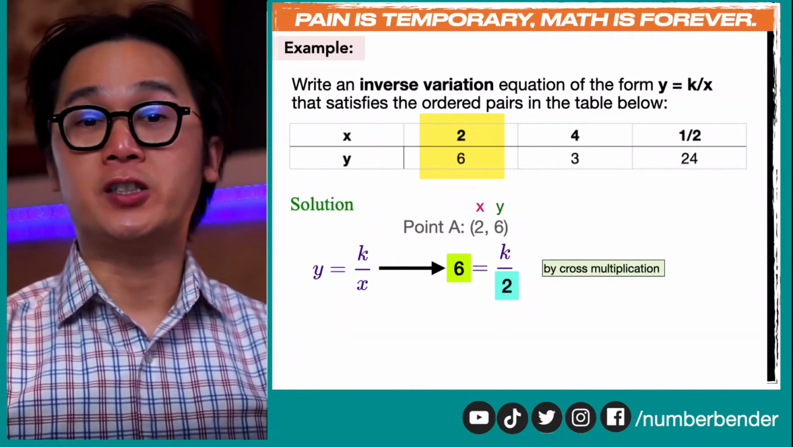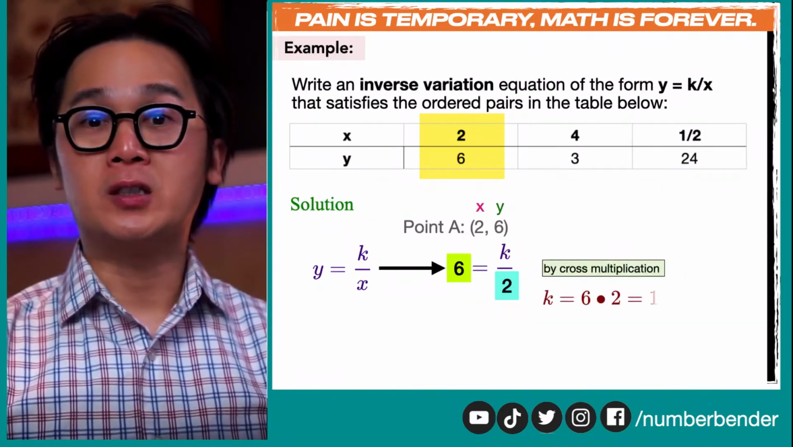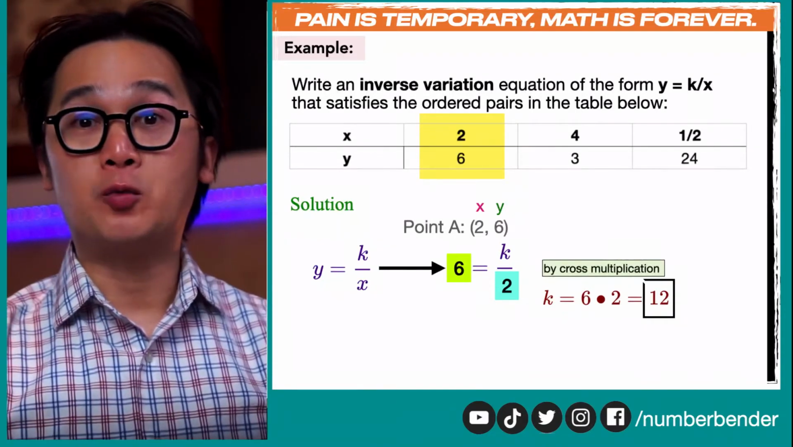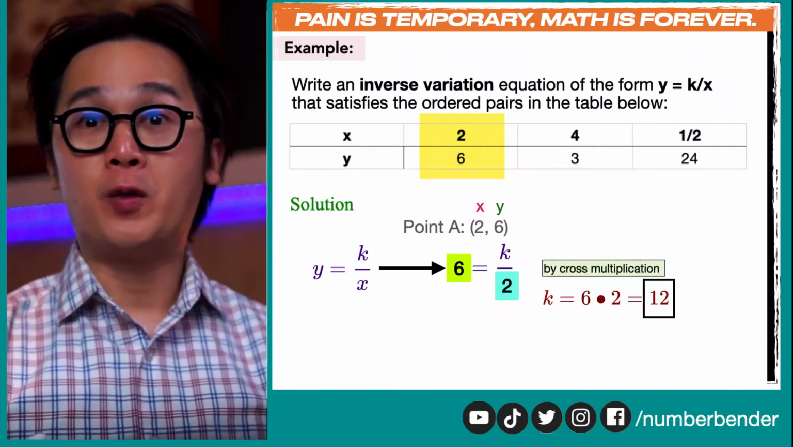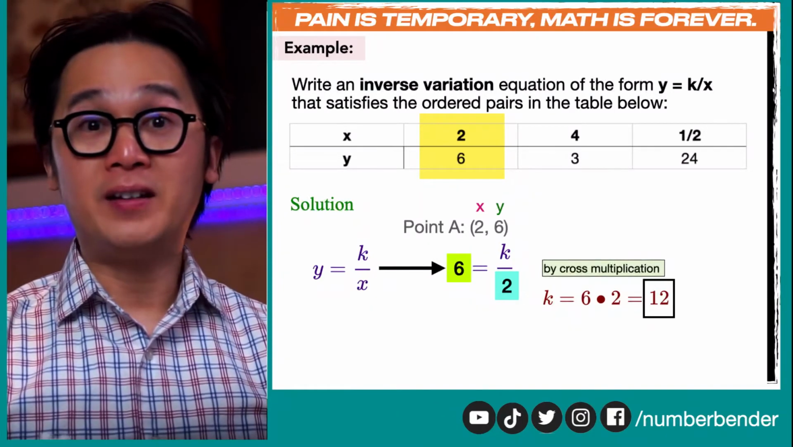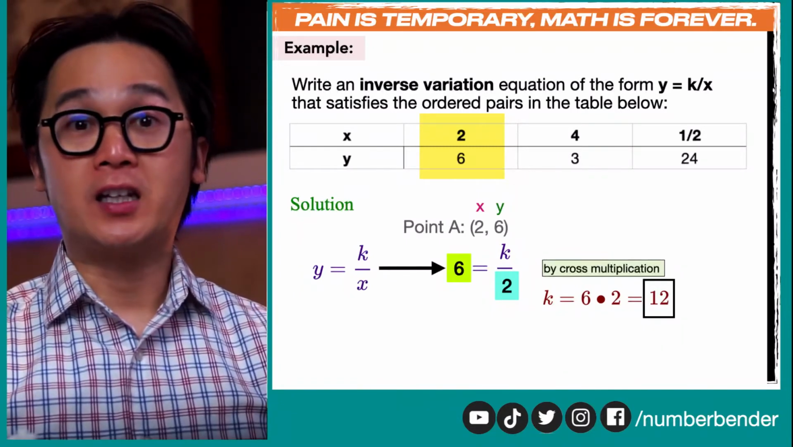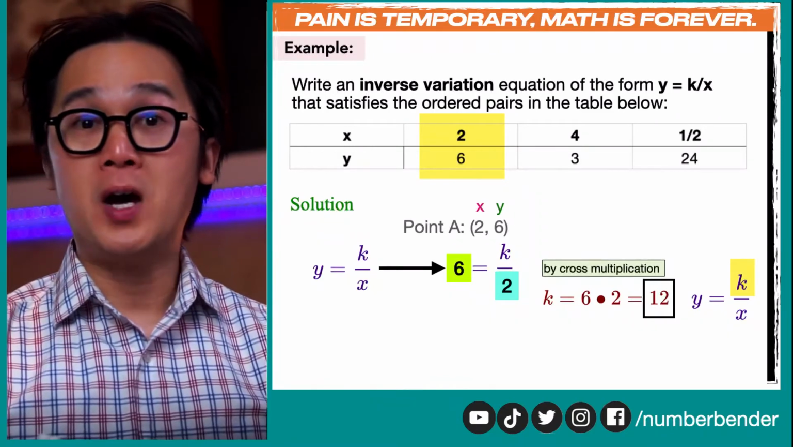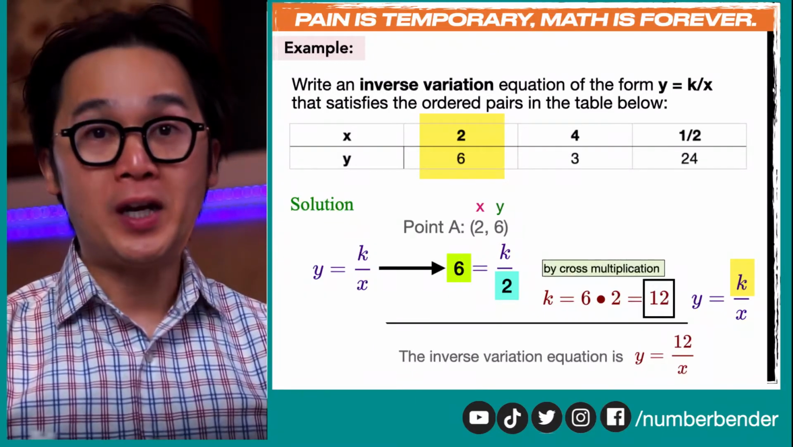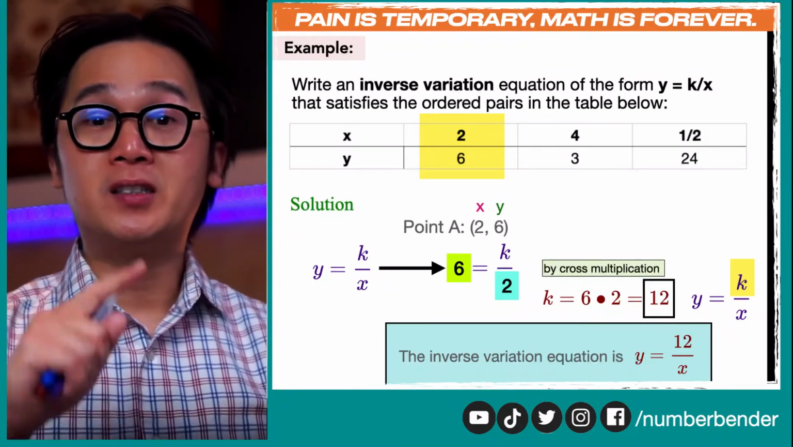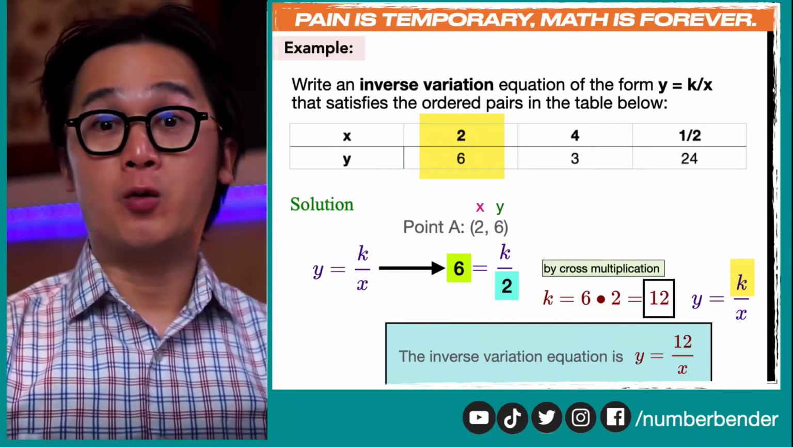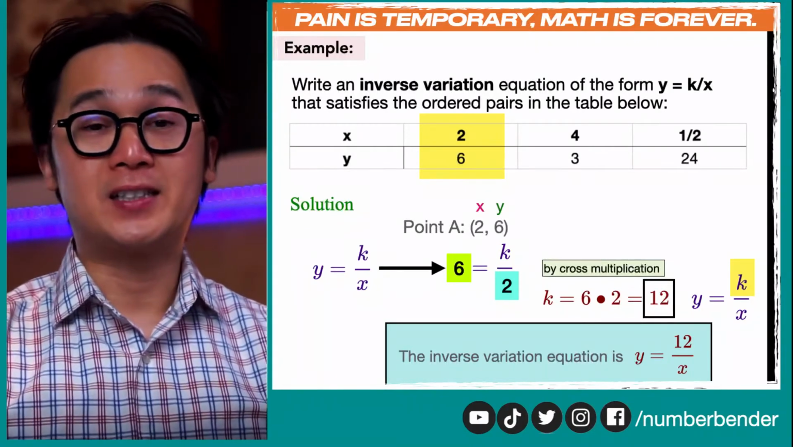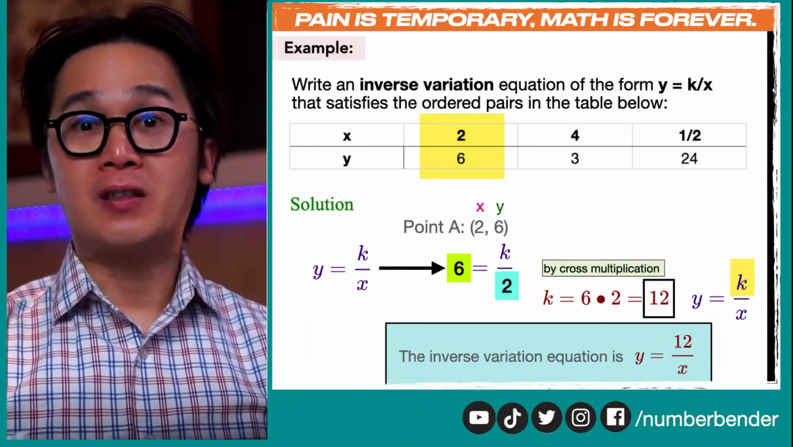by cross multiplication. By cross multiplication, we multiply 6 and 2, and we'll have 12, which is the constant of variation that we are looking for, so we can write the equation of the inverse variation relationship for this particular table of values. In that case, all we need to do is to replace k with 12, and now we have a specific equation that is particular to this relationship in our table of values, which is y equals 12 all over x. So this is how we use this formula.